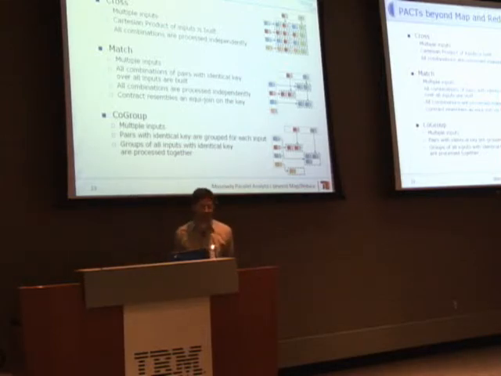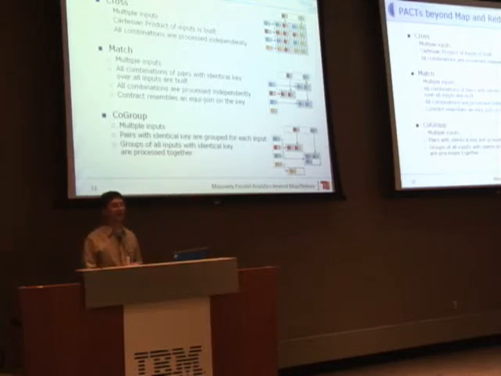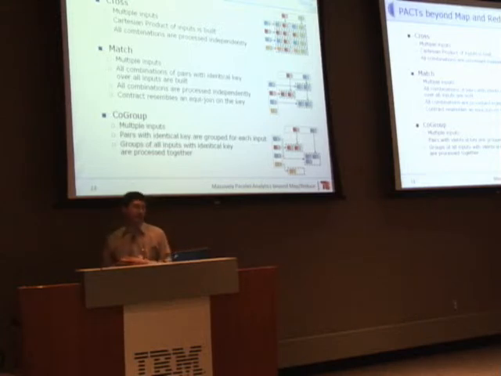The match contract is a contract that will be used to do an equijoin. So the match contract says, again, we have multiple inputs, and all combinations of pairs with an identical key of all inputs are being built. Again, the processing takes place independently. So this could be an equijoin, right? You could think of it roughly as an equijoin.